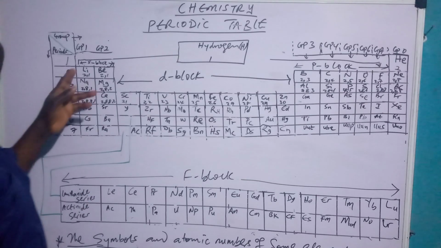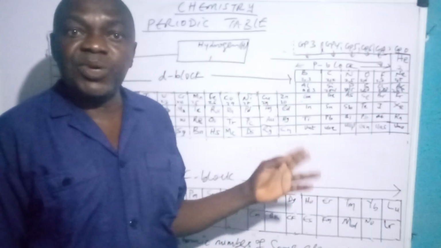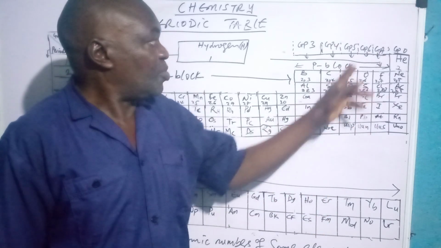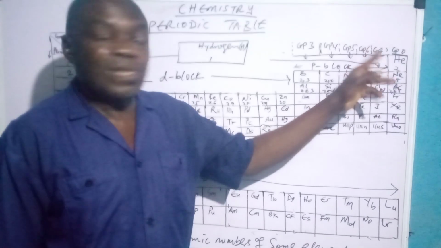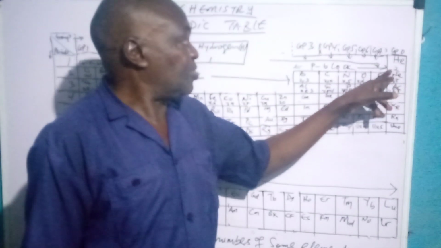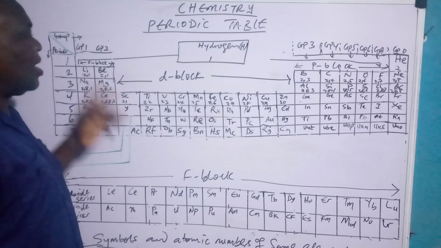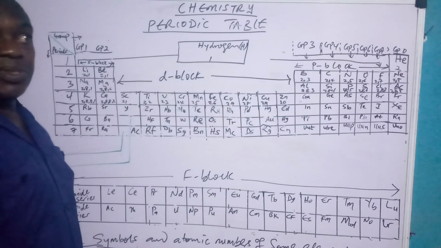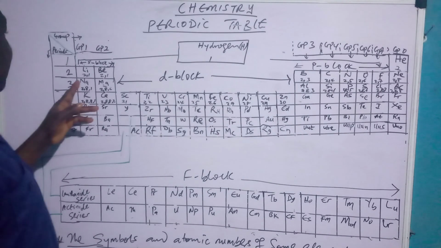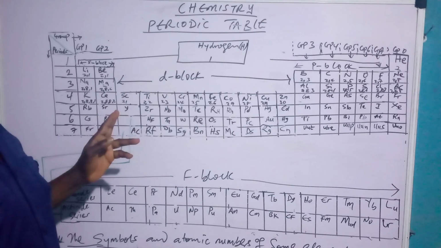Now, the groups are numbered from 1 to 0 or 1 to 8, depending on what they teach you. Both of them are correct. I prefer 1 to O because of this helium. We'll get to know that one later. Elements in the same group have the same number of electrons in the outermost shell.